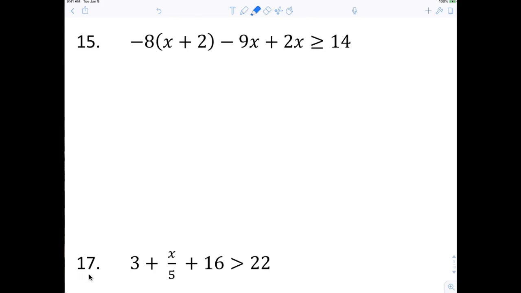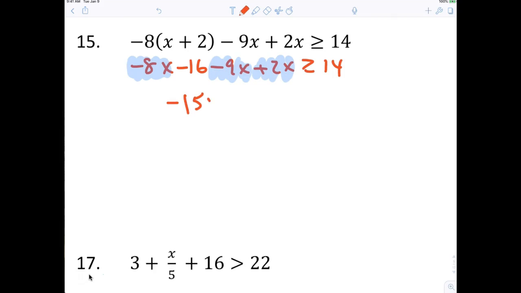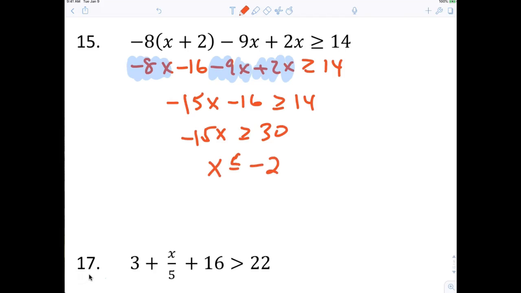All right, here we go. This is a nice one right here. Number 15, negative 8x minus 16 minus 9x plus 2x greater than or equal to 14. Now we're going to combine terms. -8, -9, +2. I think that should be -15x minus 16 is greater than or equal to 14. Add 16 to both sides. -15x is greater than or equal to 30. When I divide by a negative, I have to change the sign. So I have x less than or equal to -2.